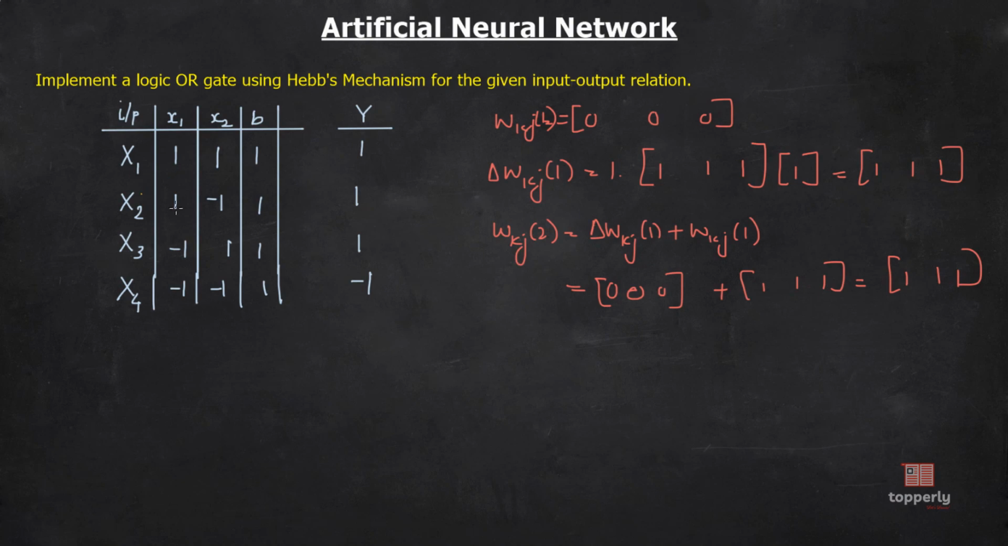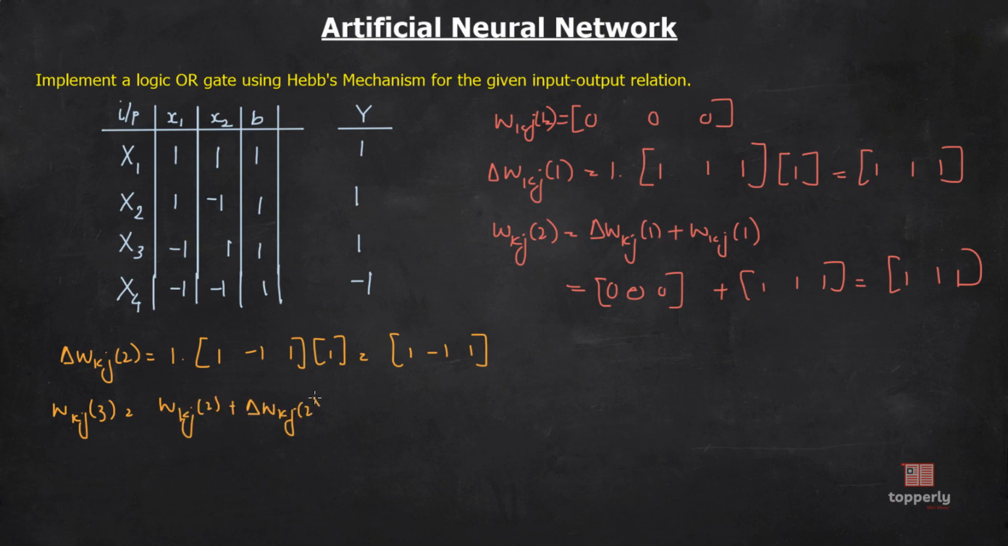Now we'll move on to the second input output pair. Therefore delta wkj of 2 can be written as eta is 1, and the input vector is 1 minus 1 1, and the output is 1, which can be written as 1 minus 1 1, and we have wkj of 3 as wkj of 2 plus delta wkj of 2, which is 1 1 1 plus 1 minus 1 1, which can be written as 2 0 2, right?